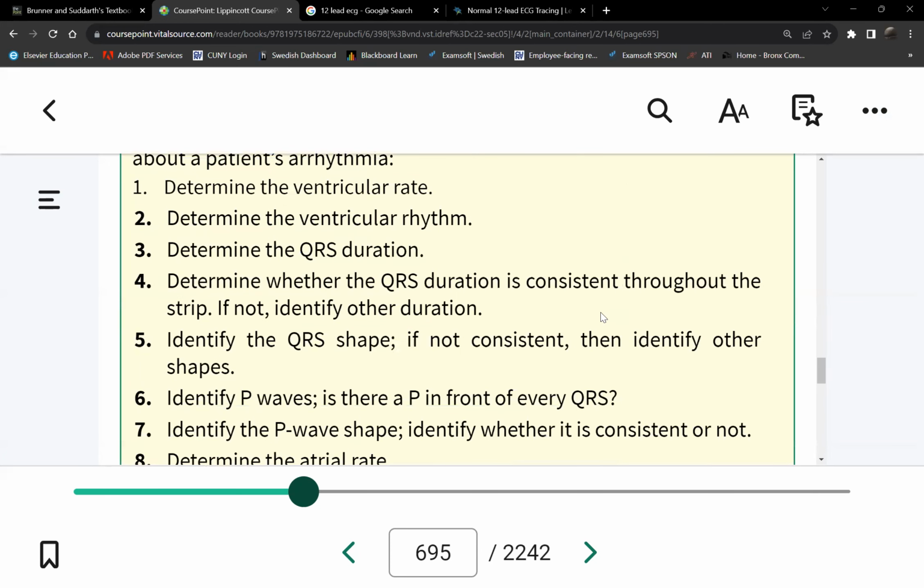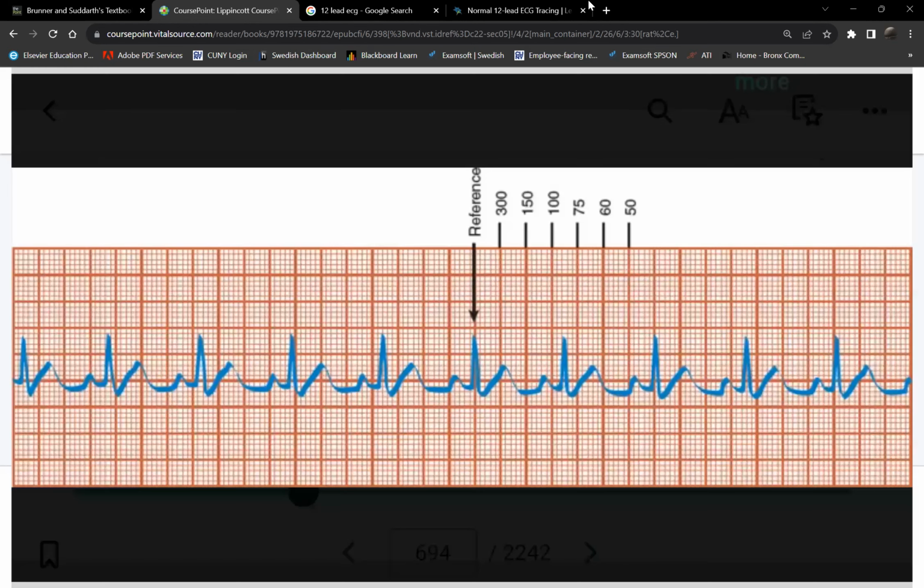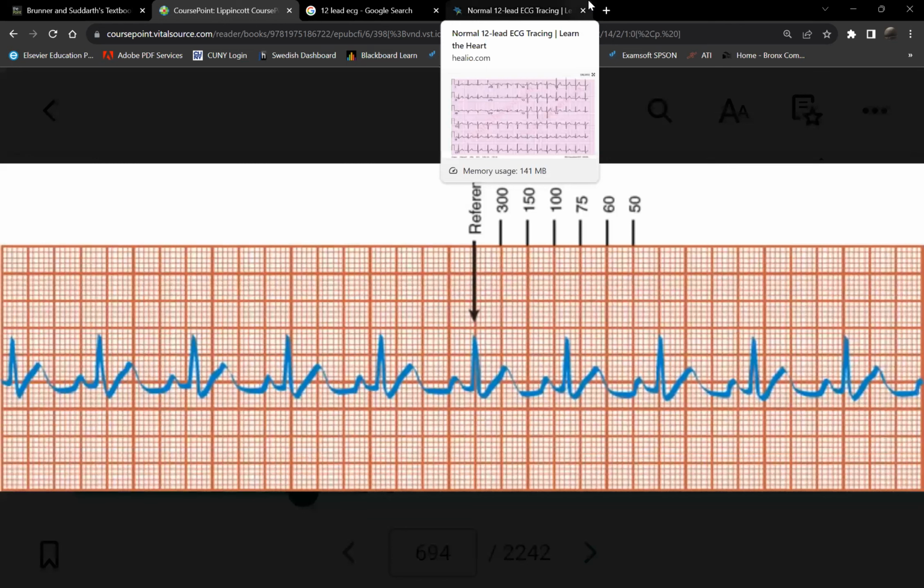Then the next step is: are there P waves in this rhythm? This strip, are there P waves? Yes, we have P waves. Okay, each one has a P wave.